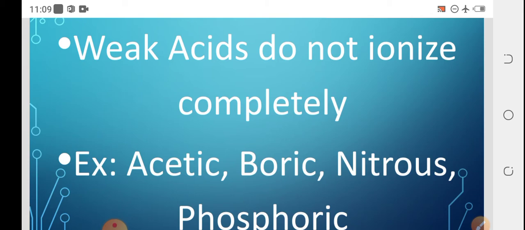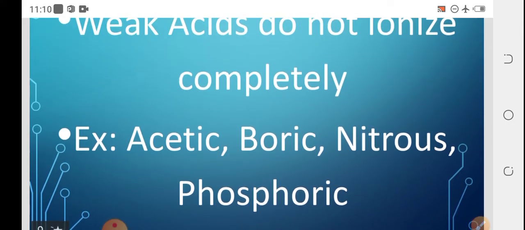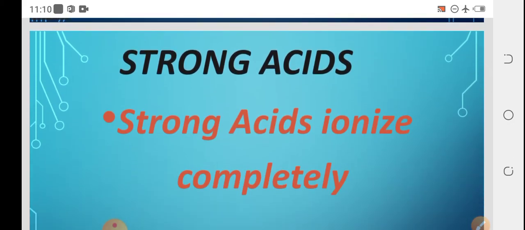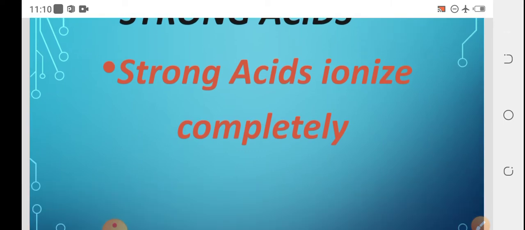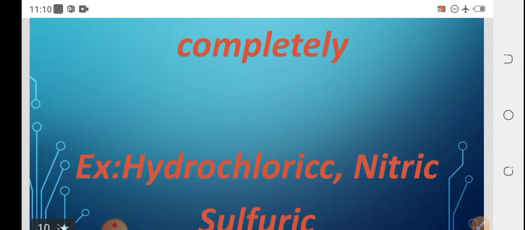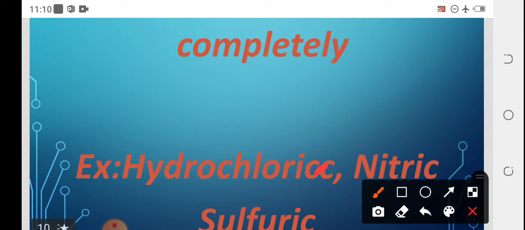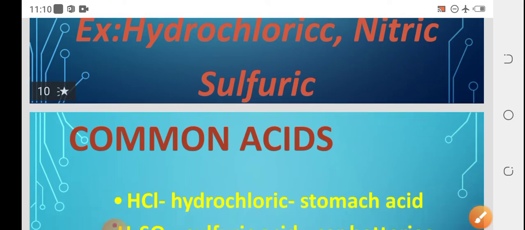For example, acetic acid, boric acid, nitrous acid, and phosphoric acid are weak acids. Coming to strong acids: strong acids ionize completely. Ionize means they give either H+ or OH- ions. For acidic material, it must produce H+ ions. So strong acids ionize completely. Examples of strong acids are hydrochloric acid, nitric acid, and sulfuric acid.